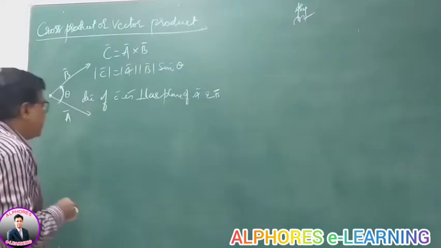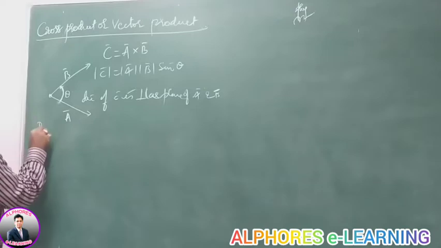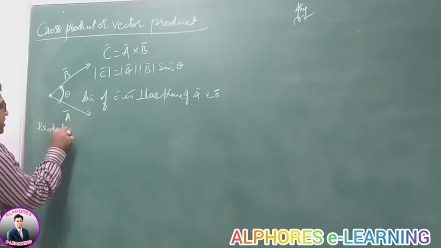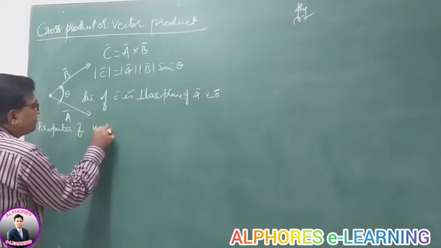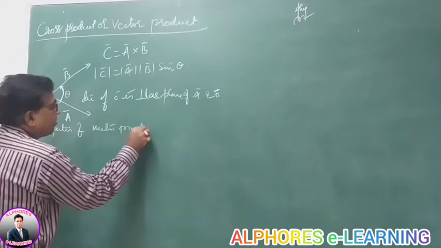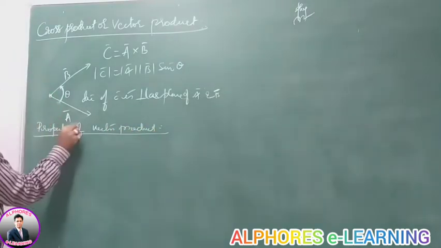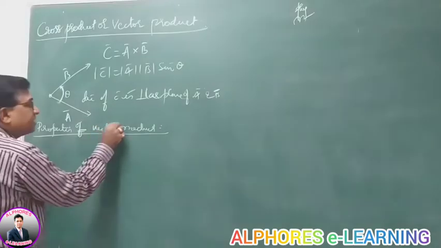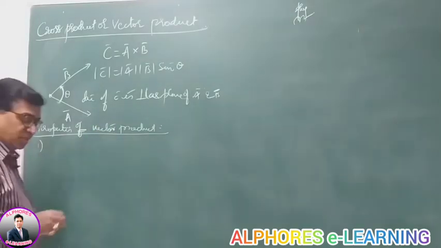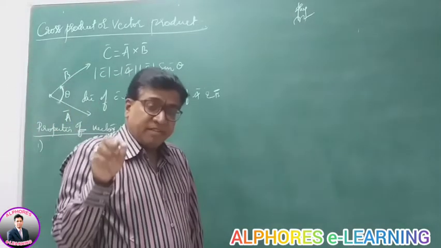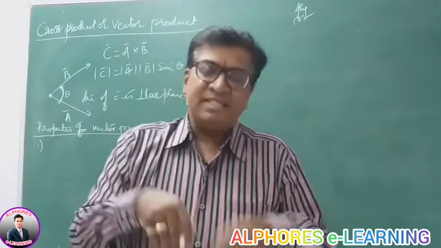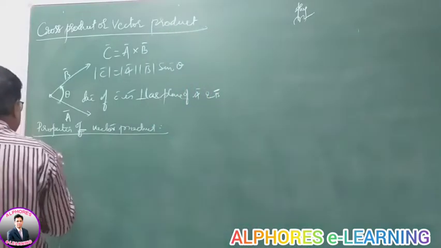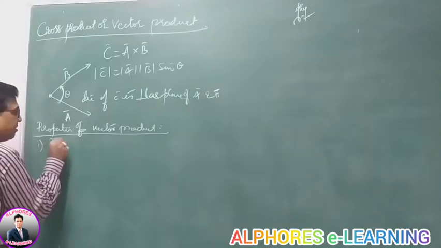Yesterday we were discussing some properties of vectors. Now the properties of the vector product of two vectors. The first one: the vector product of a vector with itself. Suppose you take the vector with itself, a bar cross a bar.